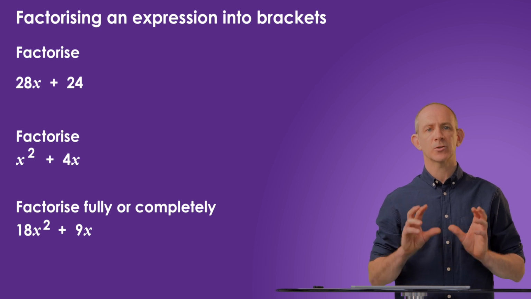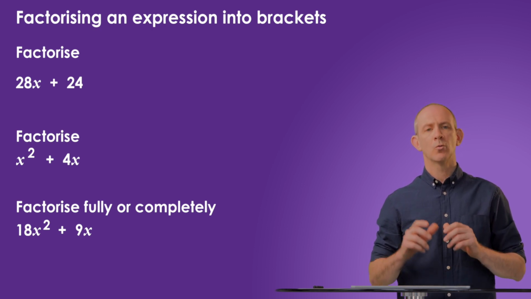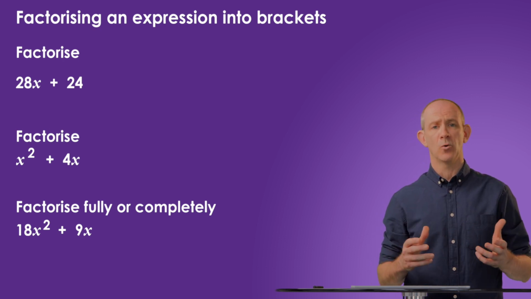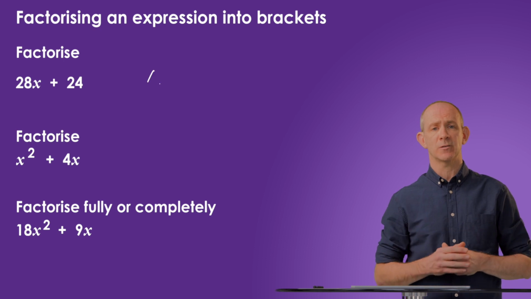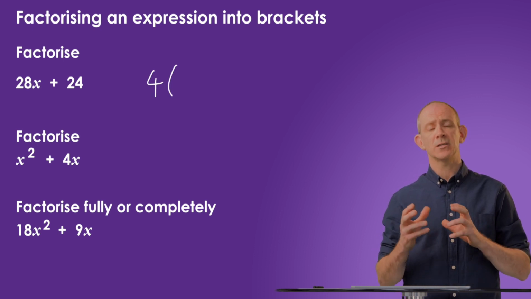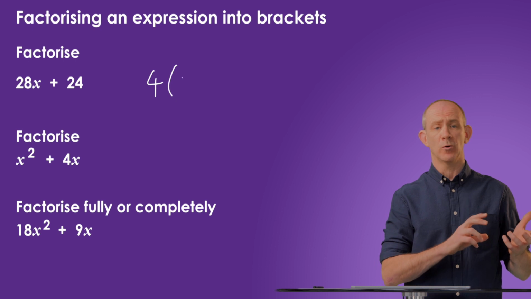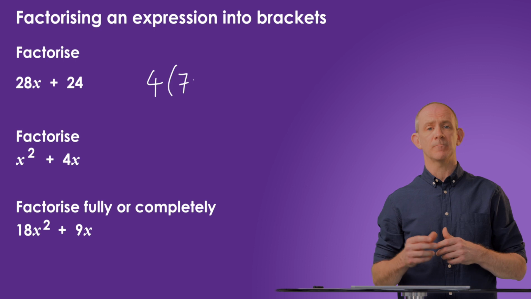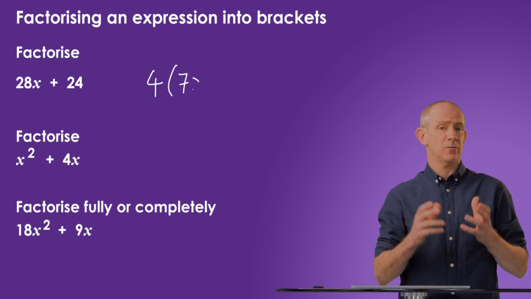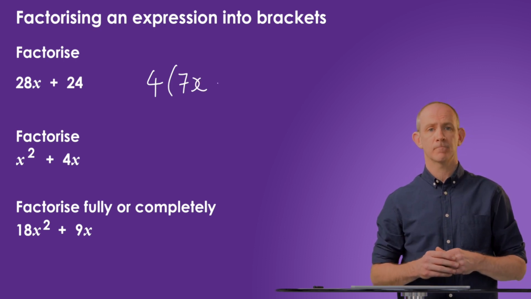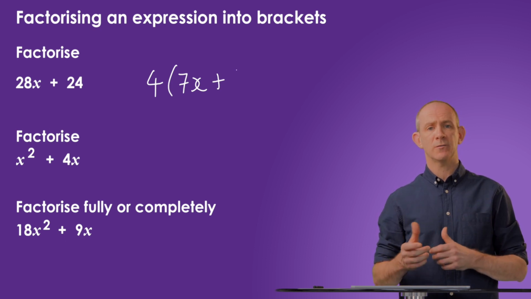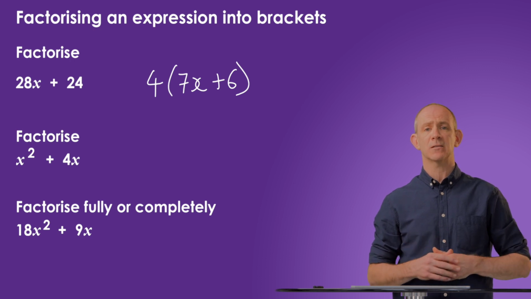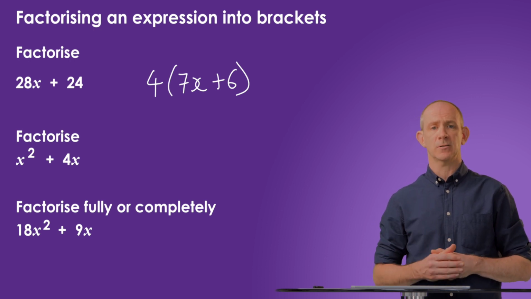Let's start with this one, 28x plus 24. What's the highest common factor between 28 and 24? And the answer would be 4. So we'll put that outside of a set of brackets. Now we need to divide each of these terms by 4 to find out what goes inside the brackets. 28 divided by 4 would give 7. 28x divided by 4 would just give 7x. So we'll write that here. Then positive 24 divided by 4 would give you positive 6. And we can write that next. So the answer is going to be 4 brackets 7x plus 6 close brackets.